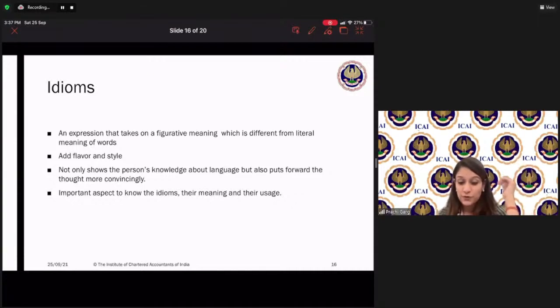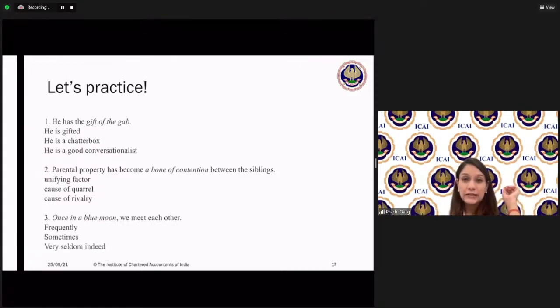It not only shows the person's knowledge about language, but also puts forward the thought more convincingly. So it not only shows the knowledge, but it makes the other person believe you and convinces somebody more. Important aspect is to know the idioms, their meanings, and their usage. You need to learn about the idioms, you need to know their meanings, and then you should third know how to use them in a sentence.